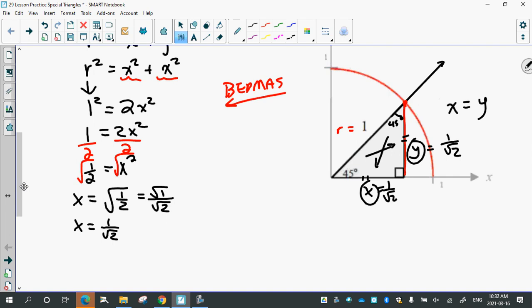So now that all three sides of this triangle are labeled, what if, for instance, I wanted to know the secant of 45 degrees? See my chart up there? Secant is the r value over the x value. So the r value is 1. The x value is 1 over root 2.